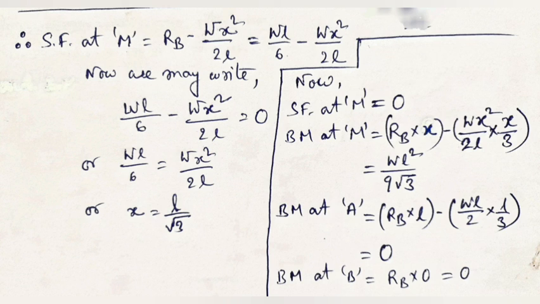Now at point M, the bending moment will be RB into x minus Wx by L into x by 2, into the distance from CG to point M, which equals x by 3. Now we have to put in the value of x, that is L by root 3. From that equation we will get that the bending moment at point M will be WL square by 9 root 3.